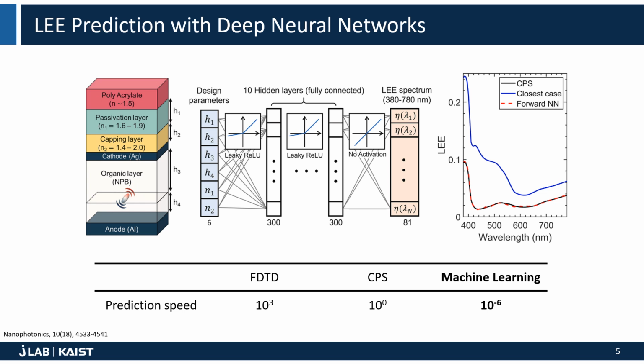This approach uses a fully connected deep neural network to predict the LEE spectrum in the visible range. With this machine learning, a single prediction can be up to 10 to the 9 times faster than FDTD and 10 to the 6 times faster than the CPS method. However, like most neural networks, this model needs to be retrained whenever the target structure changes, which limits its flexibility when applied to a different design space.